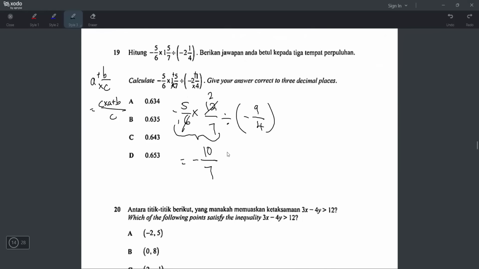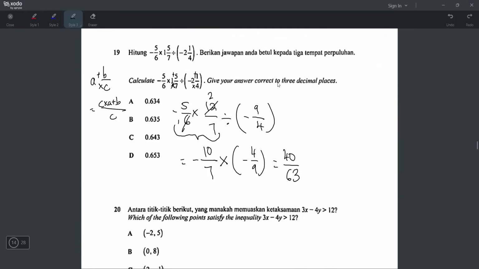Okay, divide by -9/4, you can change it to times -4/9. You learned this before, right? In Form 1, Form 2, when you divide it becomes times, and this one can be flipped. Negative number times negative number will give you a positive number. And then 10 over 7 times 4 over 9, top times top will be 40. 7 times 9 is 63, right? So this is your final answer. You cannot simplify anymore.